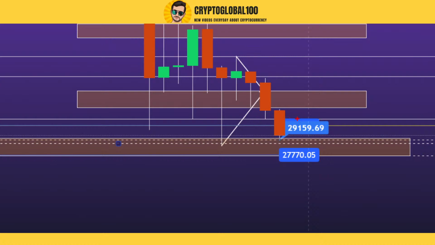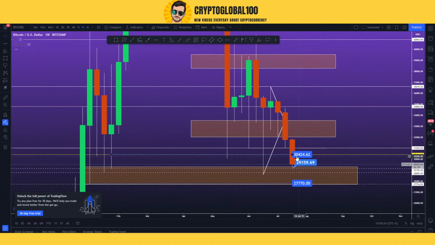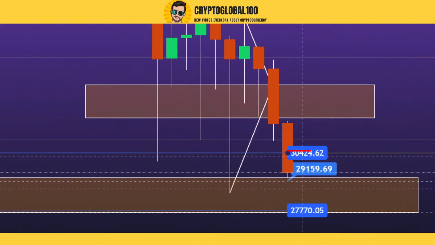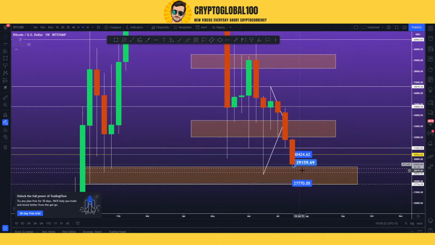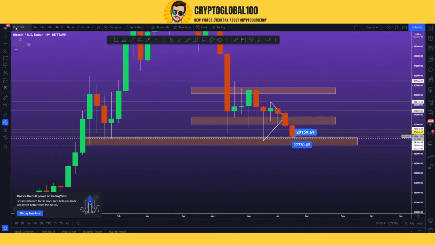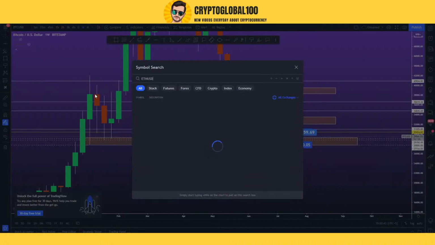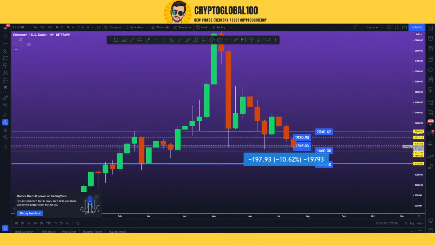Because if we take a look at this zone, this 30,000 zone has been broken here. This is the 30,000 zone which has been broken. Now we are going down, so we might see some wick down to 27,000 as well in the near future. So this is the Bitcoin for you, and now I'm gonna go to the Ethereum for you guys. I'm gonna wrap up the things quickly for you guys so that you can understand.